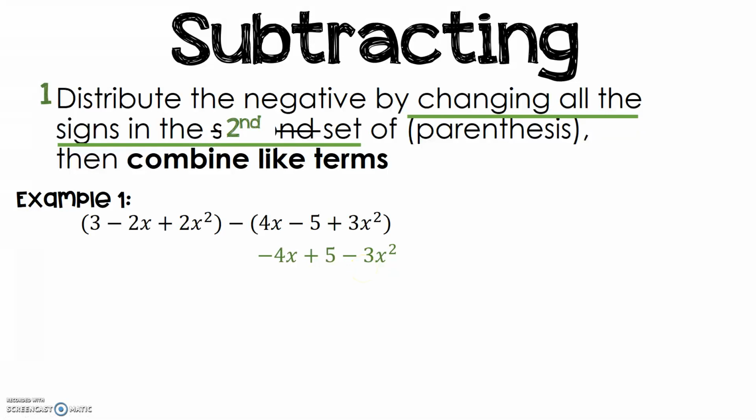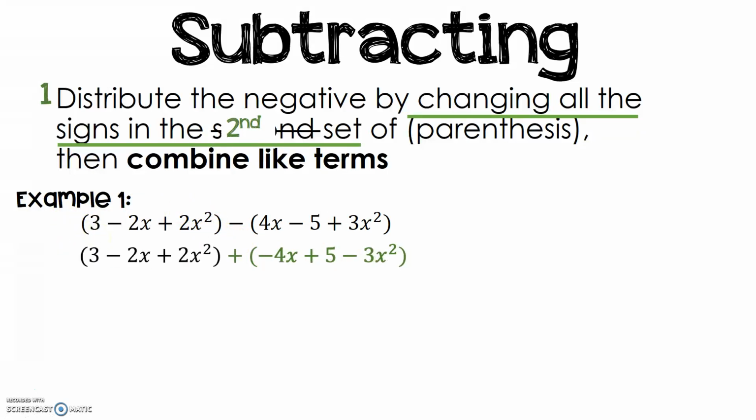Once you've gone ahead and distributed the negative in this entire second polynomial, close the parentheses and put a plus sign right around it. You're converting it into adding. If you haven't done adding yet, go back and watch adding. But if you have, great. We're going to go ahead and copy this one down.